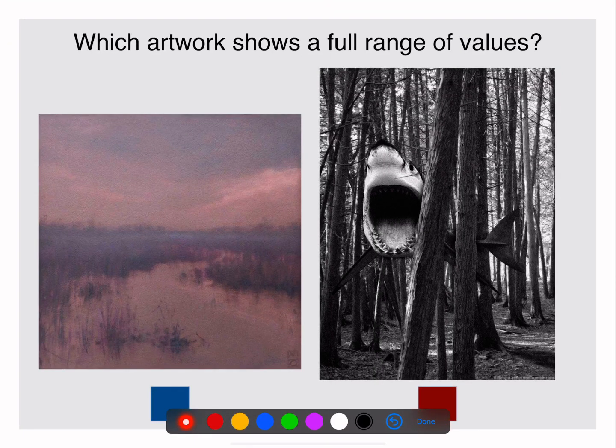So let's do a quick review here. Which artwork shows a full range of values? The one on the left or the right?